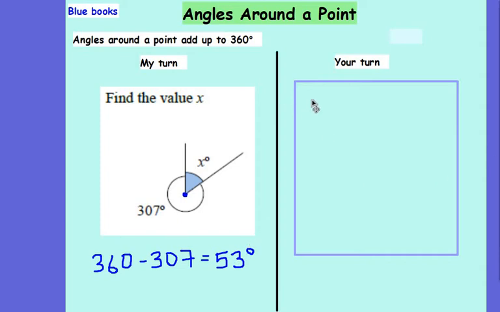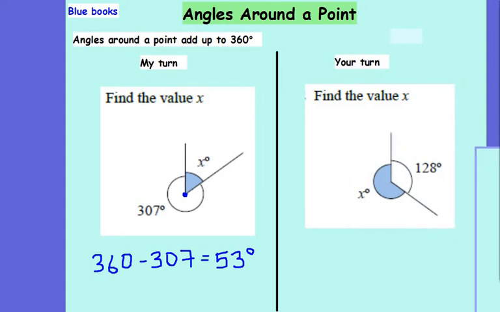In your dark blue books, can you have a go at this example for me? Pause the video and can you find the missing angle X? Right, let's go through the answer. Again, angles around a point always add up to 360. So we know that 128 plus whatever this angle is will give me 360. To work out what x is, I need to do 360, take away 128.